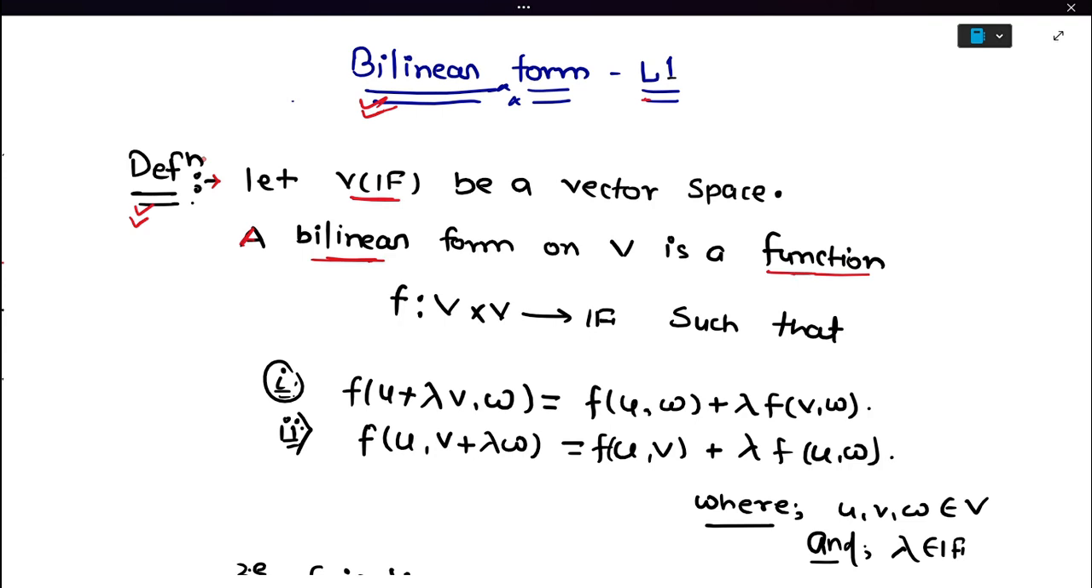A bilinear form is a function whose domain is V cross V. The domain has elements like (u, v), where u belongs to vector space V and v belongs to vector space V. The codomain is the field over which the vector space V is defined. So a bilinear form is a function from V cross V to F, and there are two conditions on that function.